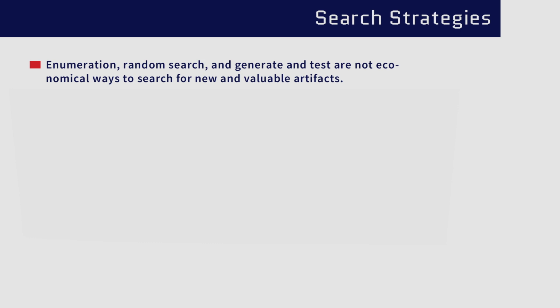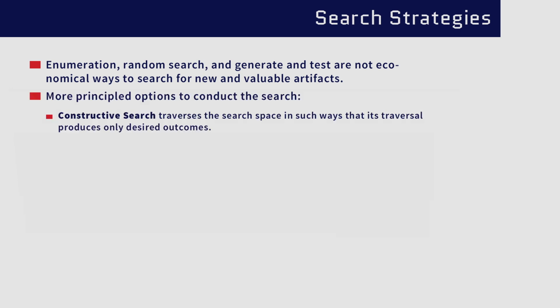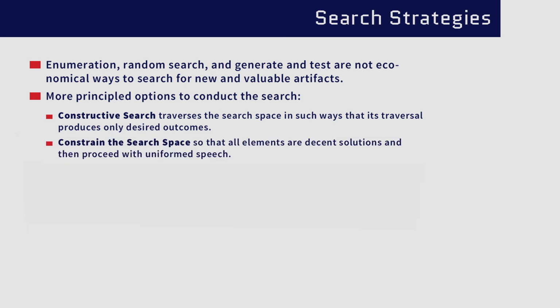The idea of search is not restricted to enumeration nor random exploration. There are many more economical or principled ways to search for new and valuable artifacts. One can try to define or explore the search space in such a way that traversing it produces only desired outcomes. If the search space is constrained enough, then we can proceed with uninformed search. In this case, we traverse the search space fully.